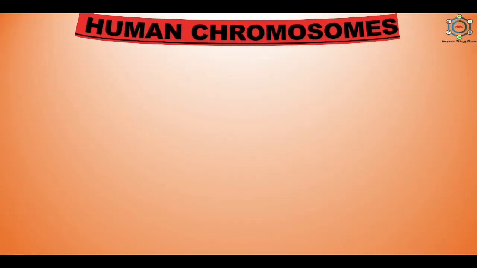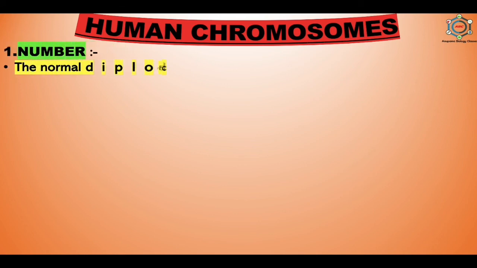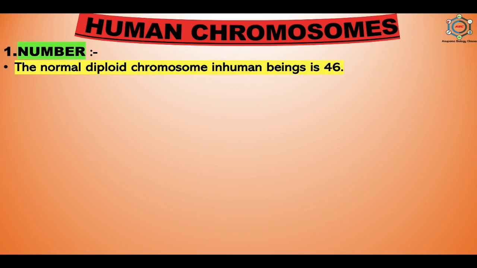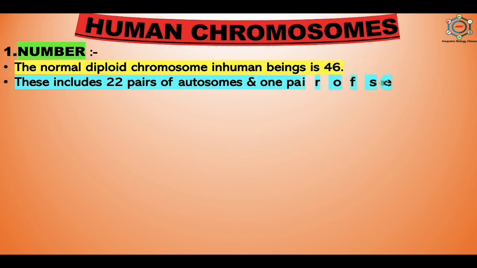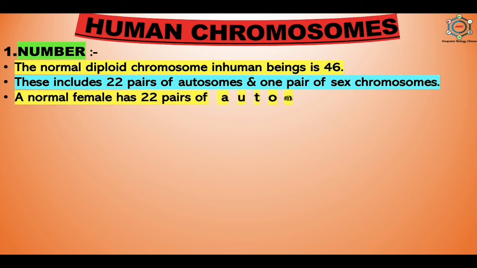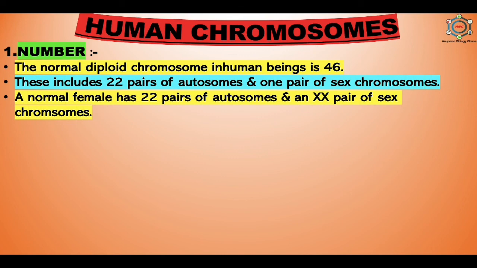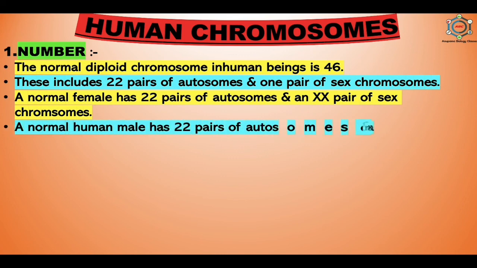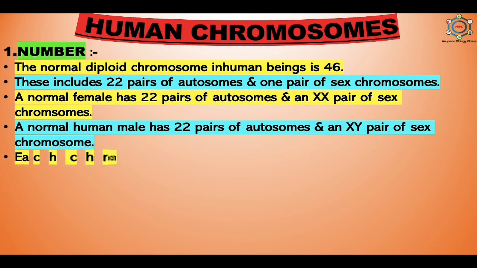Now, human chromosomes. So first, that is the number. The normal diploid chromosome number in human beings is 46. These include 22 pairs of autosomes and 1 pair of sex chromosomes. A normal female has 22 pairs of autosomes and an XX pair of sex chromosomes. A normal human male has 22 pairs of autosomes and an XY pair of sex chromosomes.